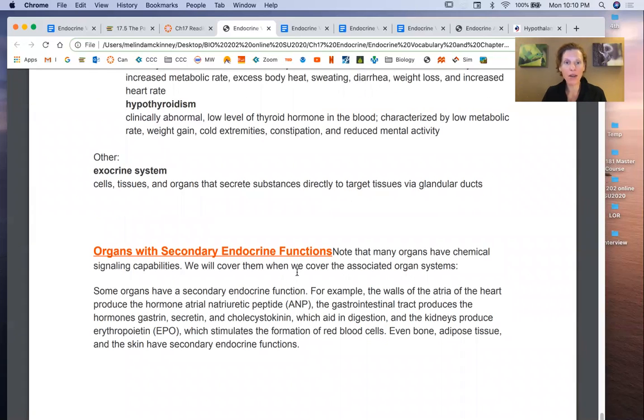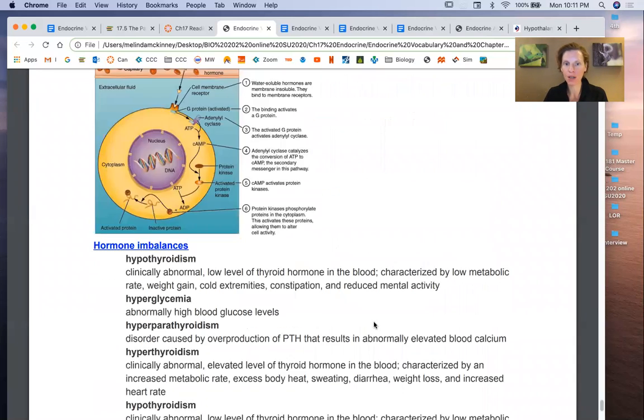And then there are many other organs in the body, fat cells, the heart, basically everything. We're finding more and more secrete chemical messengers, but they're not these primary glands that are part of the endocrine system. So as we go through subsequent chapters, we will go into those and we'll talk about some of the hormones or the chemicals that are secreted by each of those organs. But we don't worry about it for this chapter.